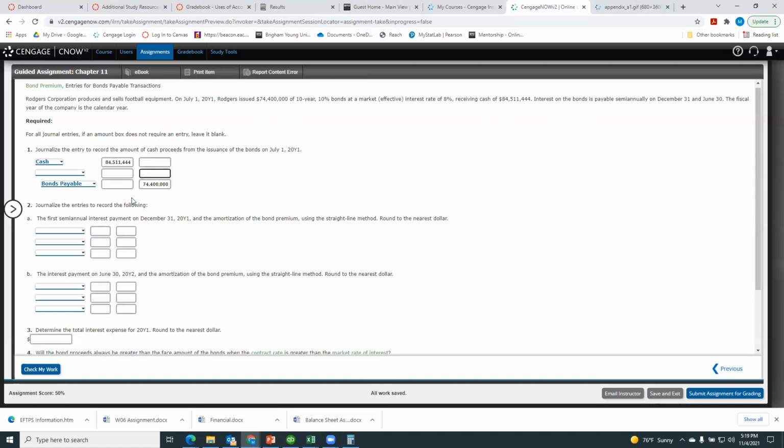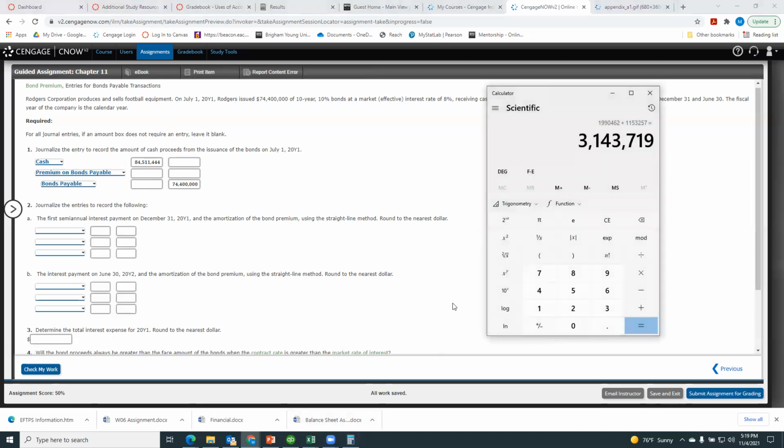And then the difference we can see on this one, we're going to have to do a credit entry. And so anytime we get more cash than the face value of our bonds, that's going to be called a premium on the bond payable. And that's going to be 84,511,444 minus 74,400,000. So we got a premium of 10,111,444.